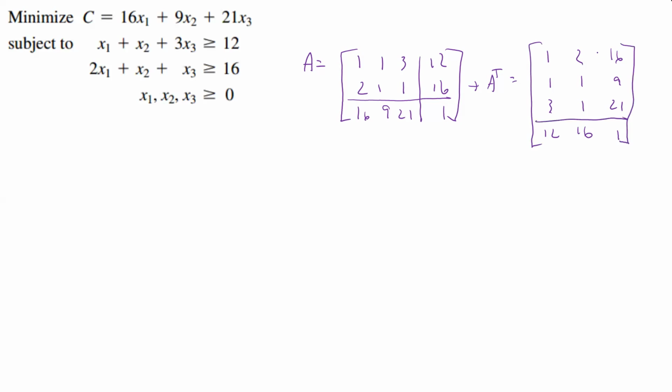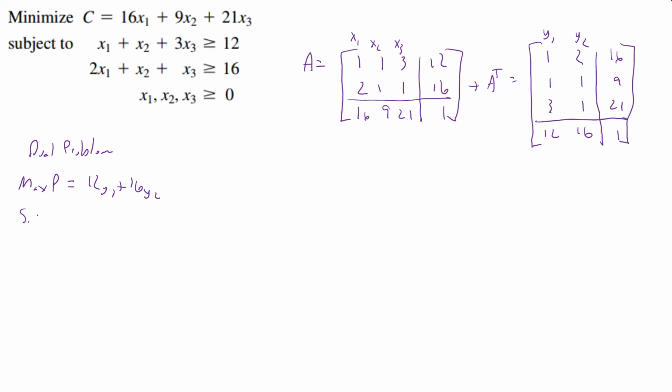And again, if we put in our stuff here, and so remember, this was x1, x2, x3, and now these are going to be y1, y2. So these are kind of like our new variables. And so what we need to do now is make the dual problem out of the A transpose. So the dual problem is going to be what? Well, it's going to be maximize P equals, and then we look at that bottom row, 12y1 plus 16y2.